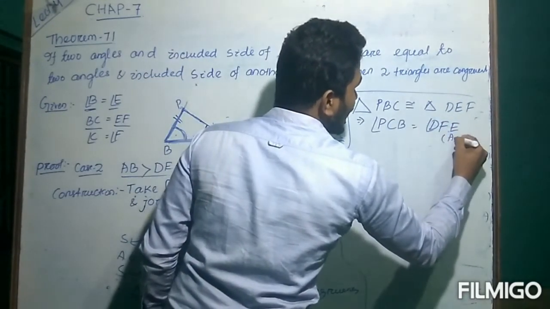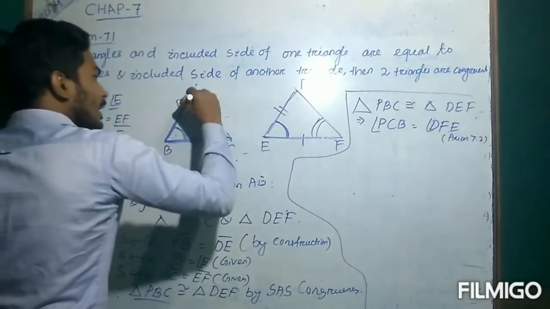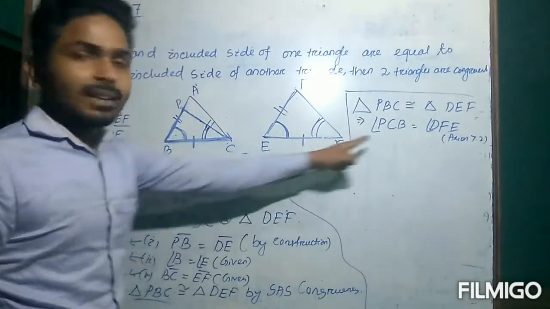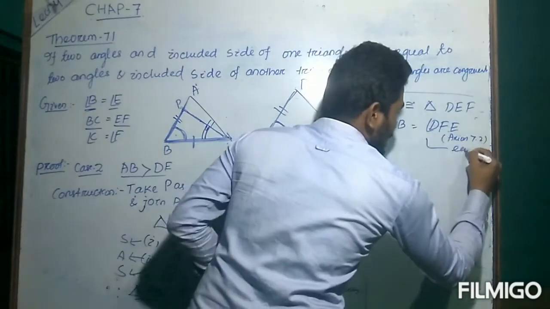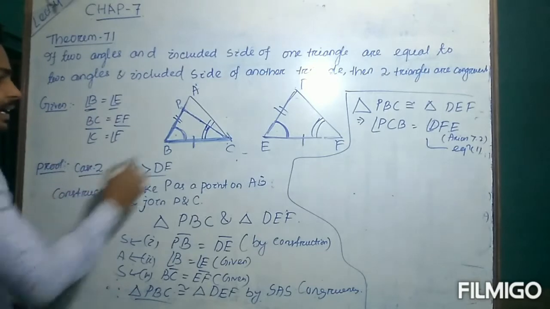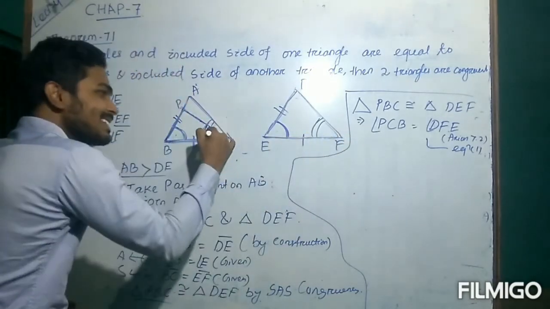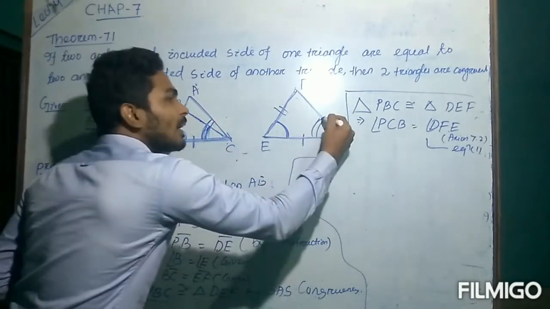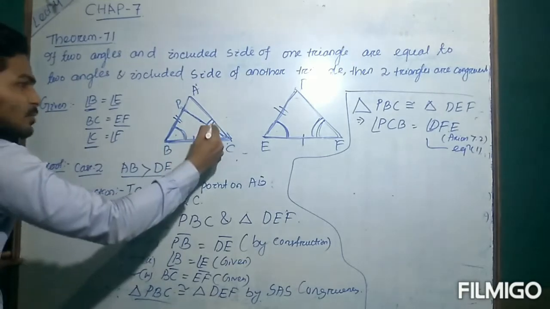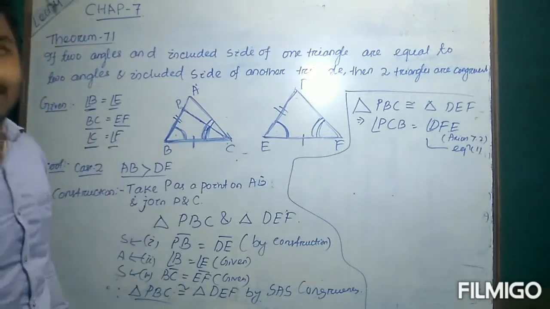Why? By axiom 7.2. Understood? Now draw the first diagram. It is clear now? So suppose it is equation number 1. But it is given that in this triangle and in this triangle, this total angle C is equal to this total angle F. It is given already. Okay?